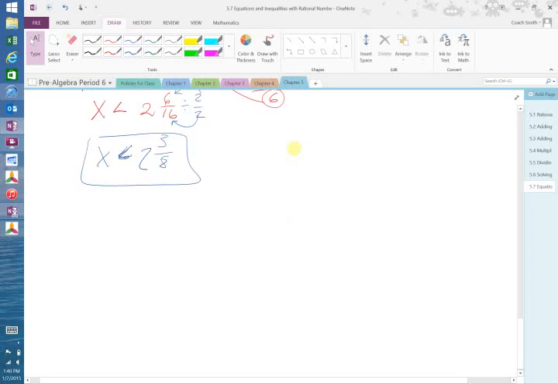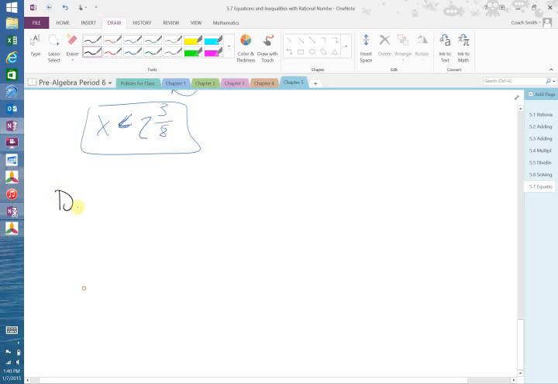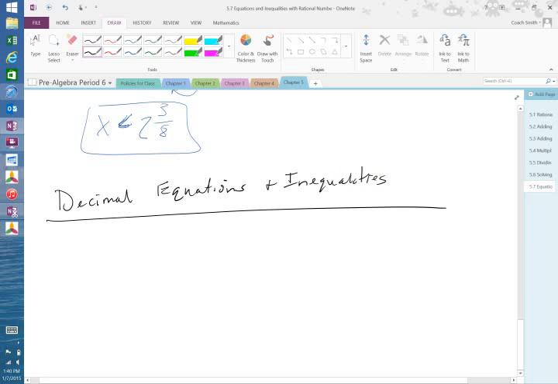Now we're going to start the decimal ones. And there's an easier way to do these. All right, let's look at this one. 2.3m minus 11 equal negative 29.4. Okay? So normally you would have to add 11 to both sides, and then you got to divide by 2.3.